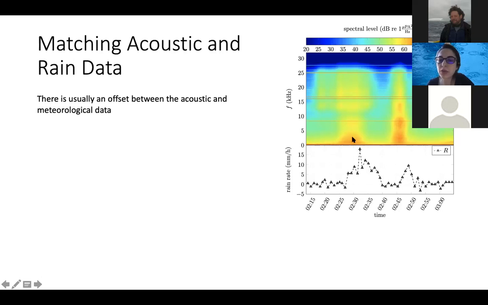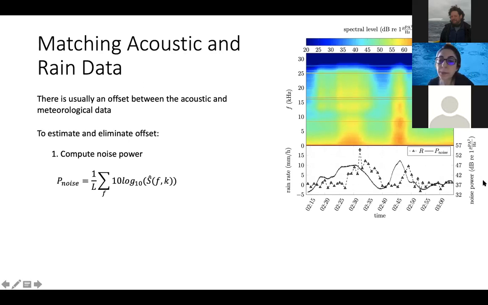The peak of the spectrum is here, but the peak of rain rate is here. Same thing here, the rain event happens at this time, but a little bit after that, we get a peak in the rain data. So in order to fix that lag, we will compute the power of the energy. Basically, we take the average of all the frequencies that you see in this spectrogram, and we show that by this black line here, the power line, and the lag is clear, right?